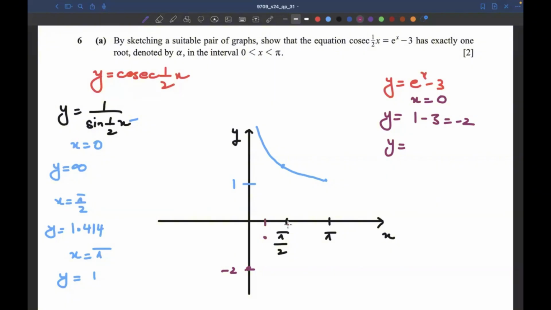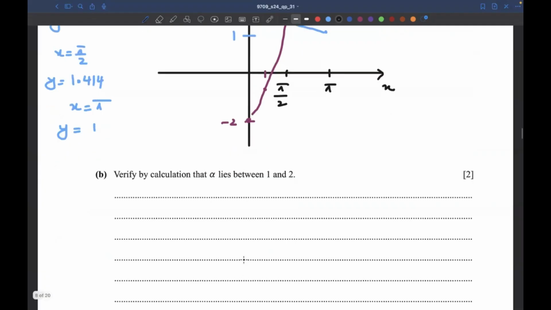And then let's take one value as pi by 2. So e to the power of pi by 2 and then minus 3, you'll get 1.818. So roughly the graph of e power x minus 3 would look like this. And this shows that they will intersect at only one point, or they have exactly one root in the interval 0 to pi.